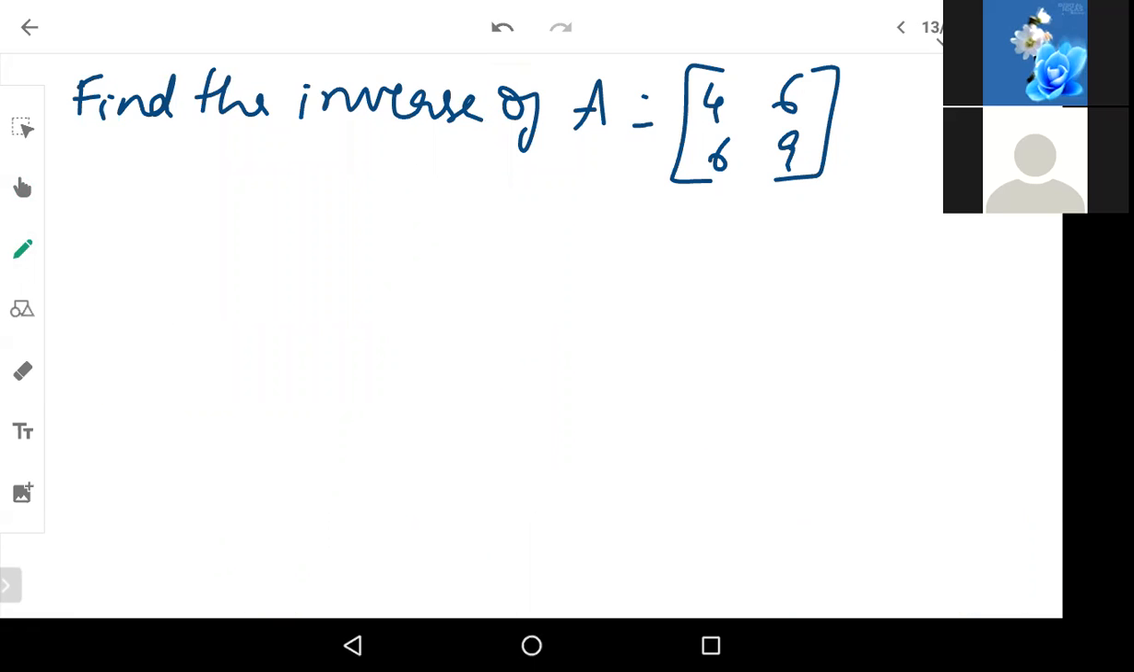Understood? Any doubts until here? Okay, good. Now, this is the next problem. Find the inverse of A. Again, it's a 2 into 2 matrix. Now, try solving this. Try to find out the inverse. Let's see how much you can solve.